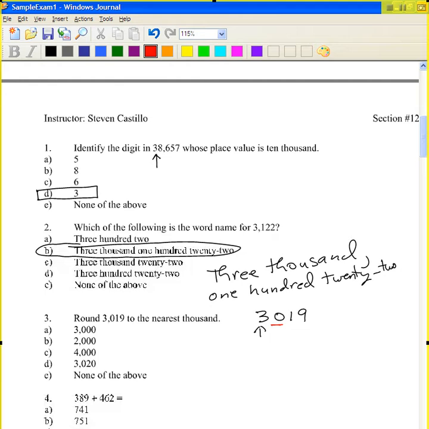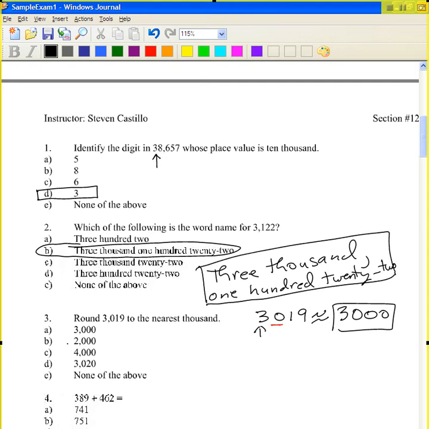Okay, so let me do problem number 3. Oh yeah, I was in the middle of problem 3. Round 3,019 to the nearest thousand. So the 3 is in the thousands place. The digit immediately to its right is a 0, which is less than five. Therefore, I will round this to 3,000. And so my answer is A.